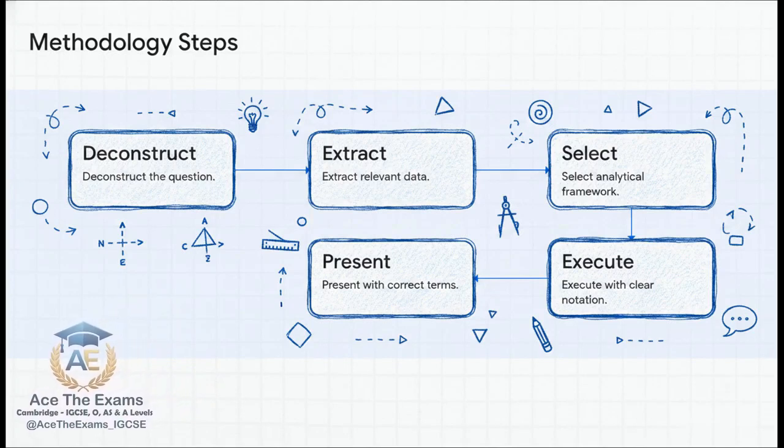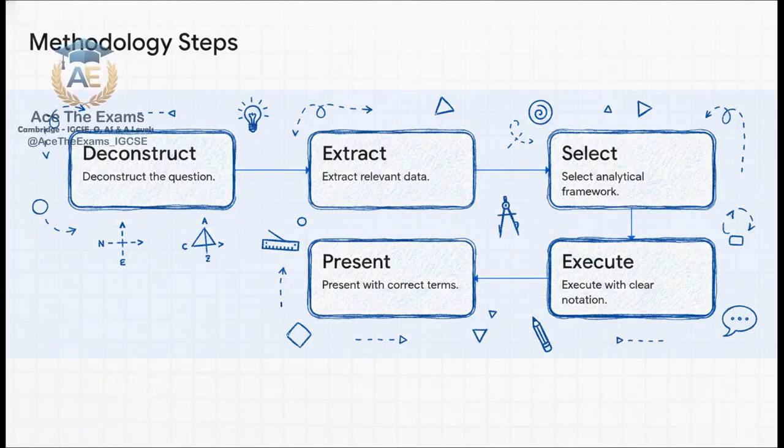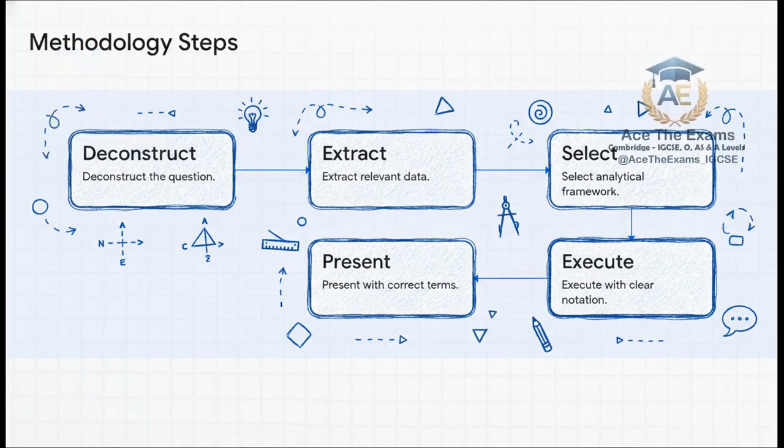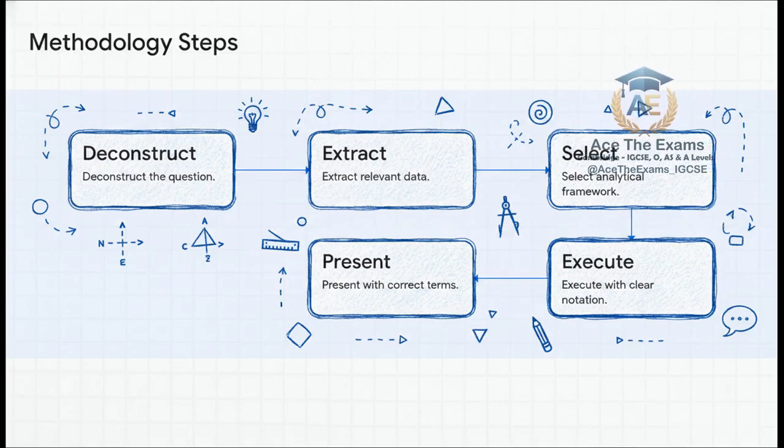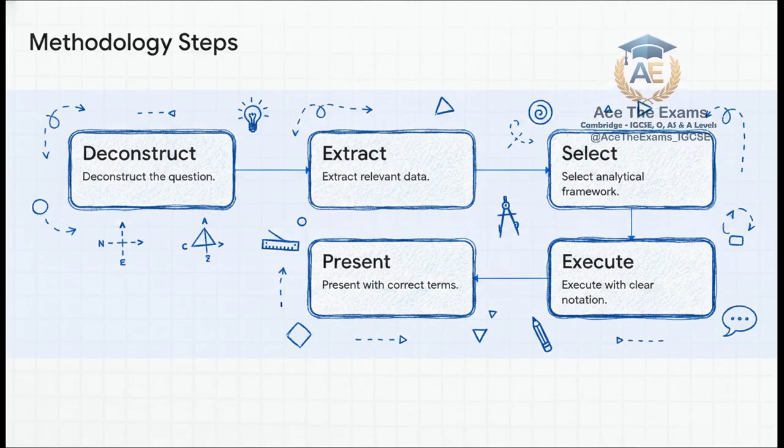Step 2, extract relevant data. Pull out the position vectors and direction vectors clearly from the block of text. Step 3, select the analytical framework. Are you setting up simultaneous equations with parameters lambda and mu? Step 4, execute with incredibly clear notation. Keep your x, y, and z components perfectly aligned. And step 5, present your final answer with the correct terminology. This systematic analysis isn't just a suggestion, it is a core established principle for mastering Topic 3.7.